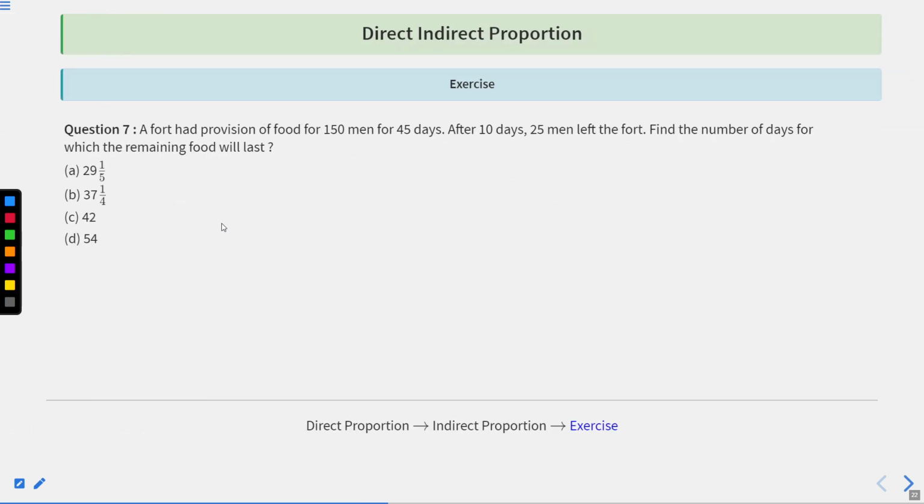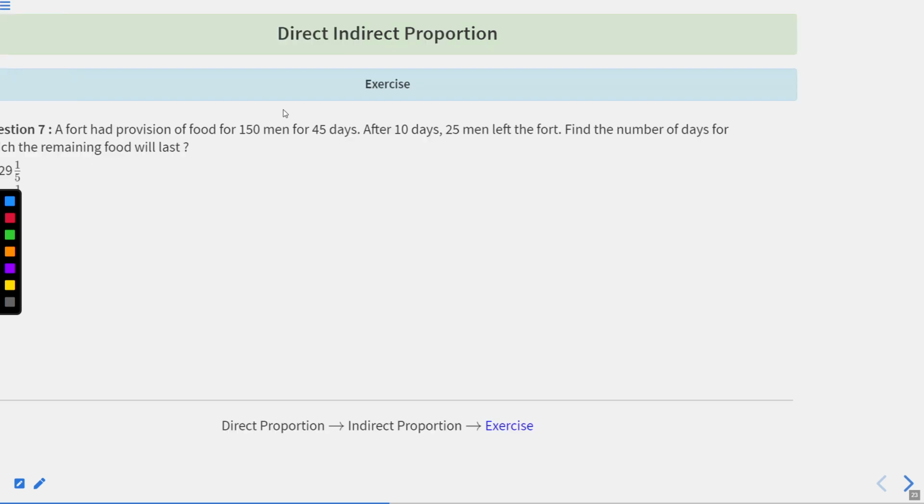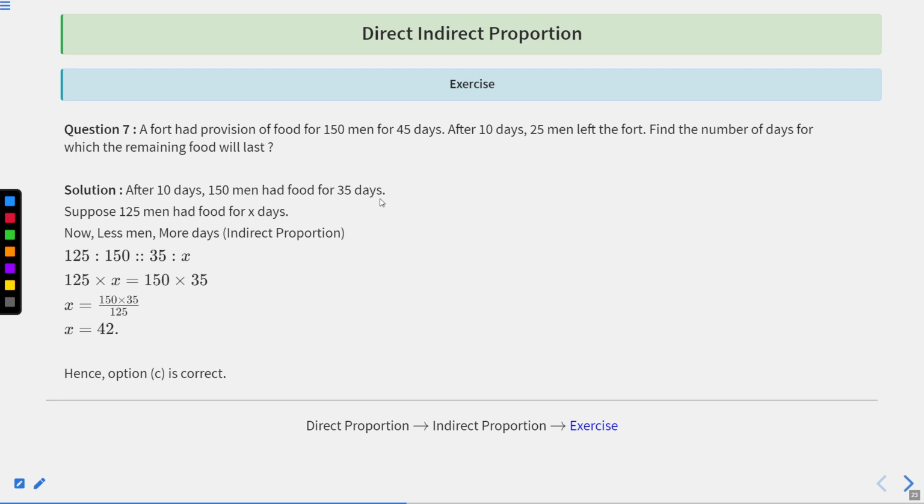Question number 7. A fort had provision of food for 150 men for 45 days. After 10 days, 25 men left the fort. Find the number of days for which the remaining food will last. So after 10 days, 150 men had food for 35 days. Now suppose 125 men had food for x days because 25 men left. Now only 125 men are remaining in the fort. So how much time is that food going to last now?